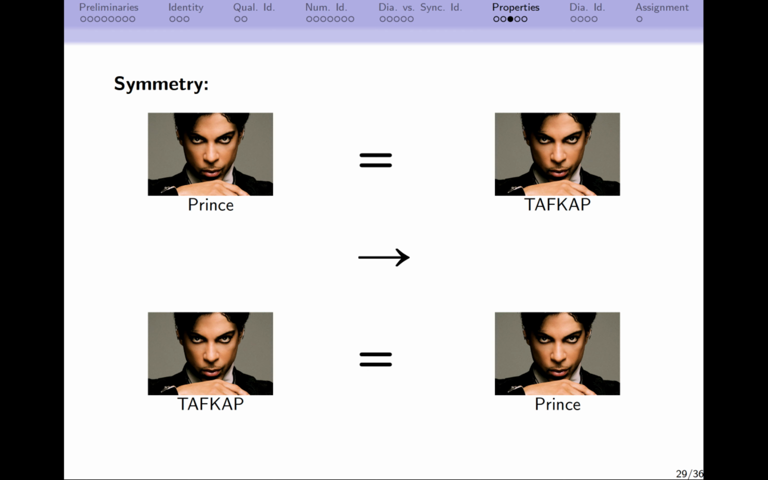Symmetry. I'm using Prince because he was quite famous for changing his stage name quite a lot over time. He started off being known as Prince. I think that was the first stage name he had. And then I guess he stopped using the name Prince, and people used to refer to him as the artist formerly known as Prince. So symmetry could be illustrated by pointing out that if Prince is identical to the artist formerly known as Prince, then the artist formerly known as Prince is identical to Prince, right? We could have done it with George Orwell and Eric Blair alternatively. If George Orwell is identical to Eric Blair, then Eric Blair is identical to George Orwell.